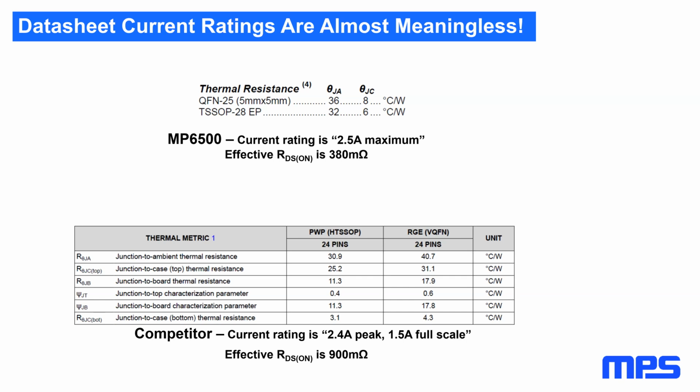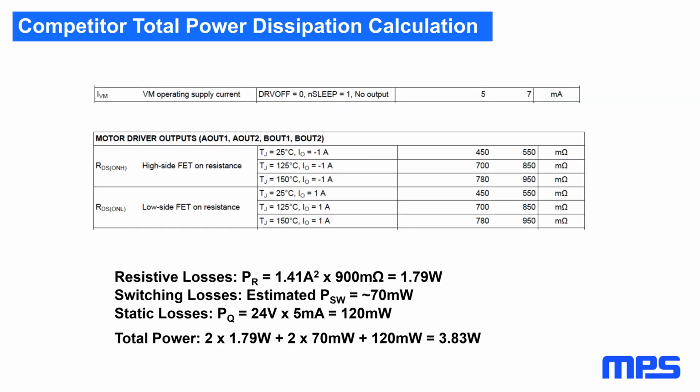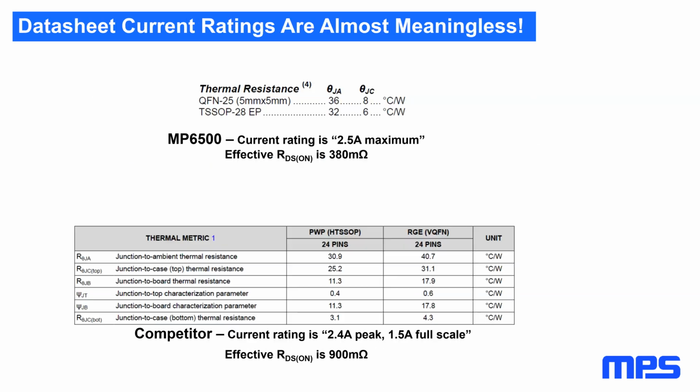Note also that the maximum current rating of the MP6500 is about the same as the peak current rating of the competitor part. So one would be tempted to think that either part would be okay with a winding current of 2 amps peak, right? But wait, how can that be when the RDS(on) of the competitor part is almost 3 times that of the MP6500? So let's run those same power dissipation calculations on the competitor's part, again at the same conditions of 2 amps peak, 1.4 amps RMS.